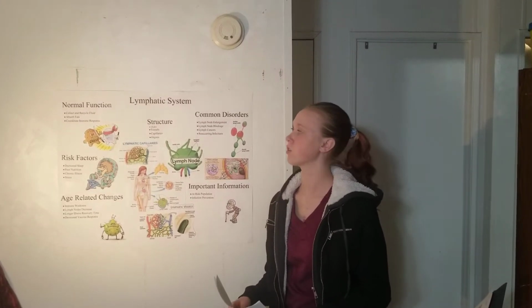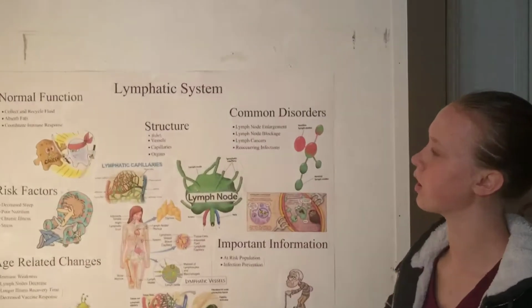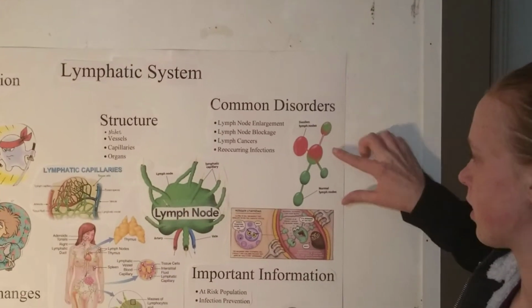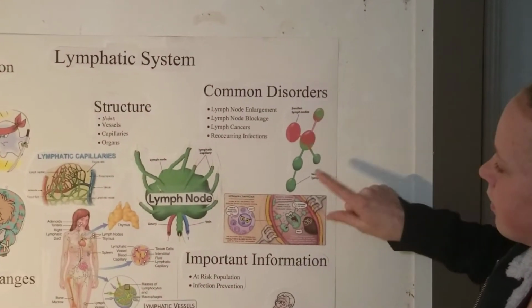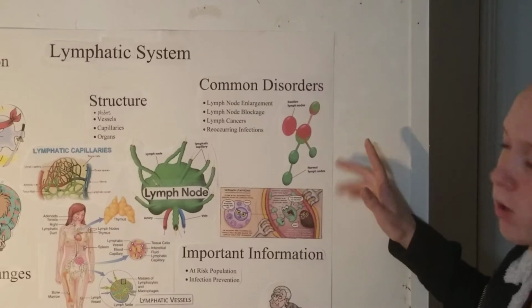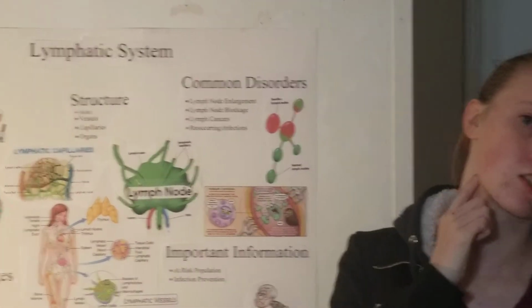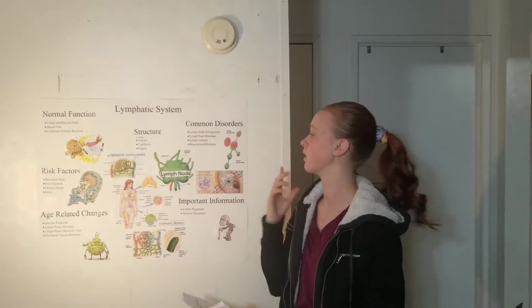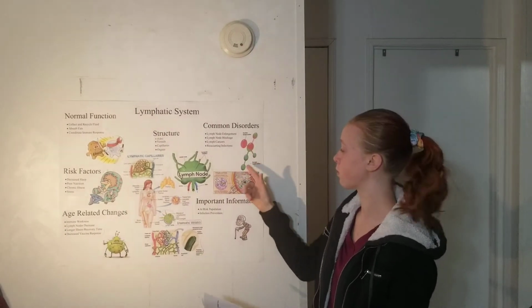Common disorders right here are lymph node enlargement. This is a swollen lymph node, and that's a normal sized lymph node. So obviously you can get very swollen lymph nodes on the side of your neck that look like this, but we want them to be that.